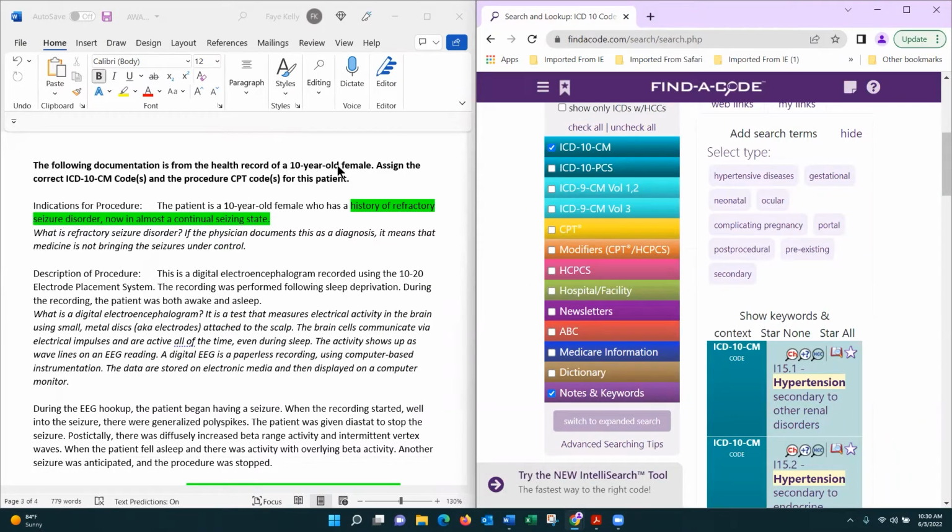The patient is a 10-year-old. Now, in this instance, the age did not matter, but keep in mind that the age is always an important factor because the age determines our code sometimes. So we want to pay attention to the age. This patient is actually coming in for an EEG. She has a history of refractory seizure disorder, now in almost a continual seizing state.